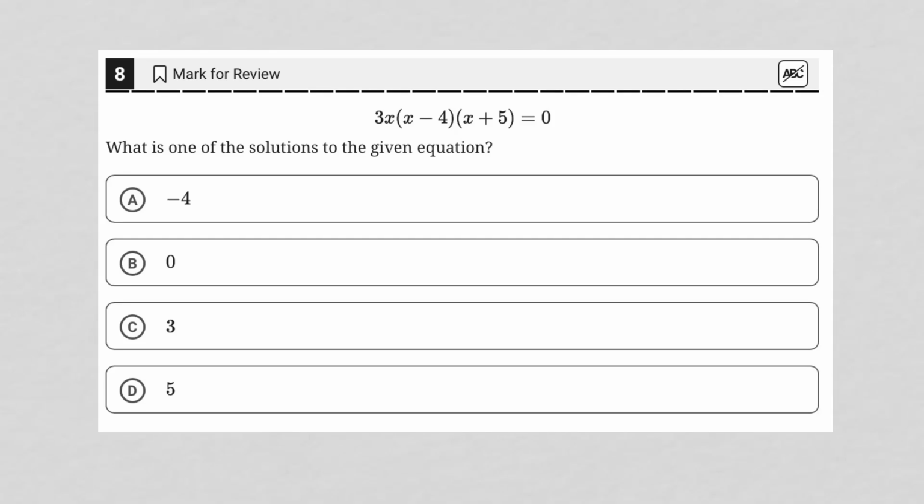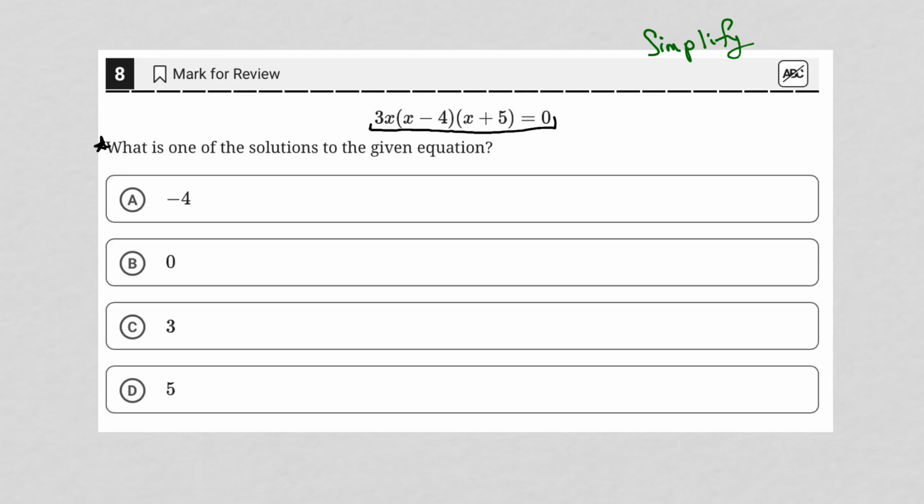So this question looks like it's going to be a simplify question. Simplify questions are typically very short, somewhere between 1 and 3 lines long, and contain either an equation or an expression. Here we get an equation. The question says, what is one of the solutions to the given equation?